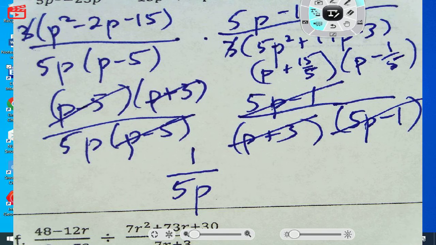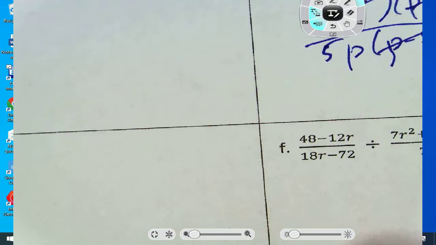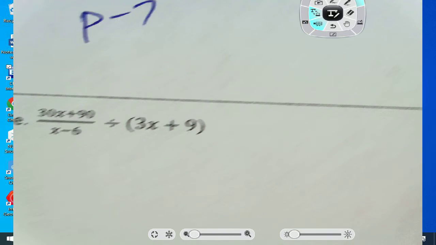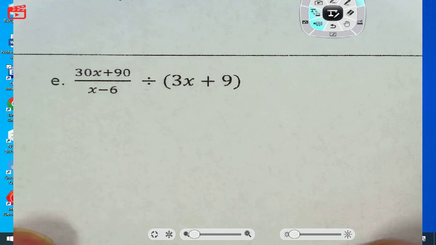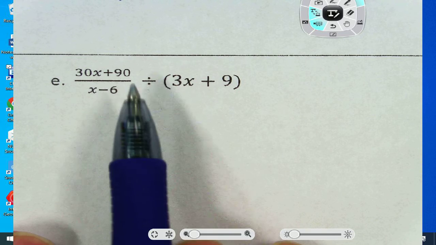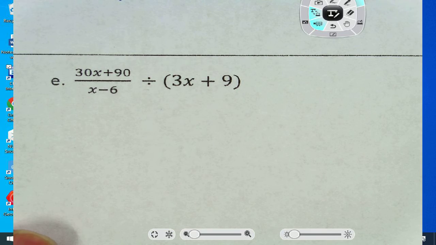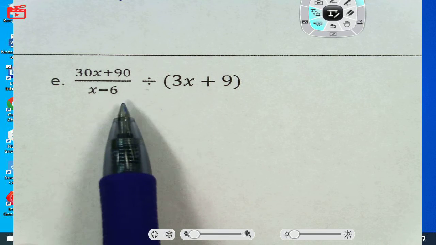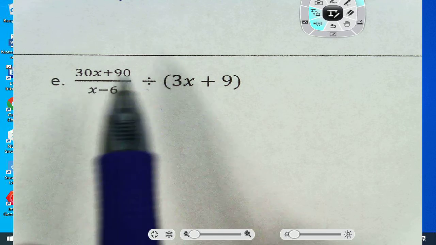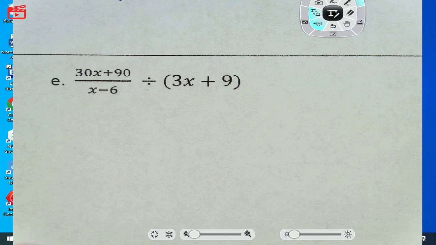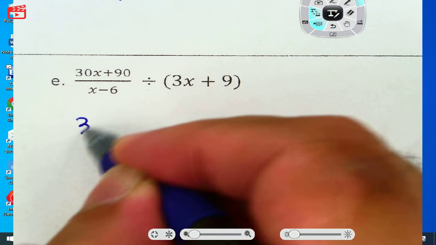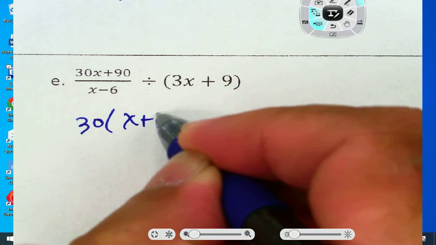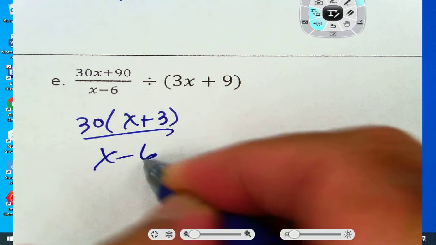Alright, ready? I said, Example E. Now, this is division. Okay? So be careful here. First thing I'm going to do is go ahead and factor as we go along. So what's the common factor between 30 and 90? 30. So I'm going to take a 30 out. So that's going to leave me x plus 3 over x minus 6.